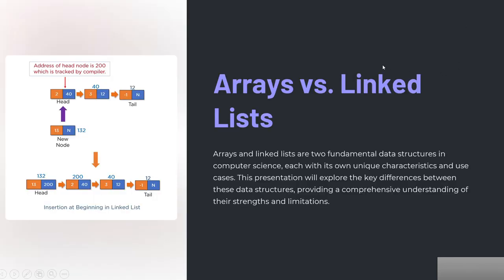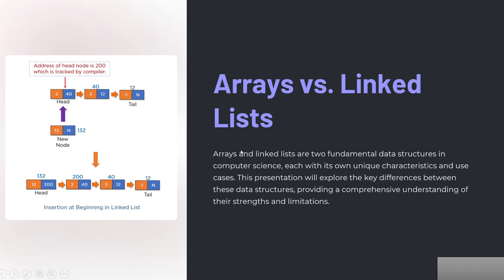As we all know, in data structures and algorithms, we have basically two types of data structure. One is linear data structure, and second is binary data structure. So here we are going to know the difference between the two basic linear data structures: one is arrays, and second is linked list.